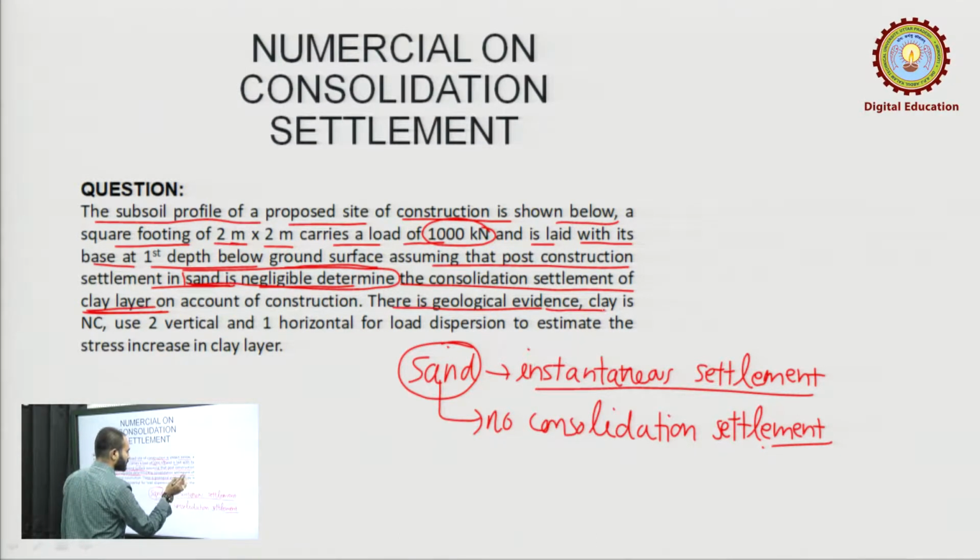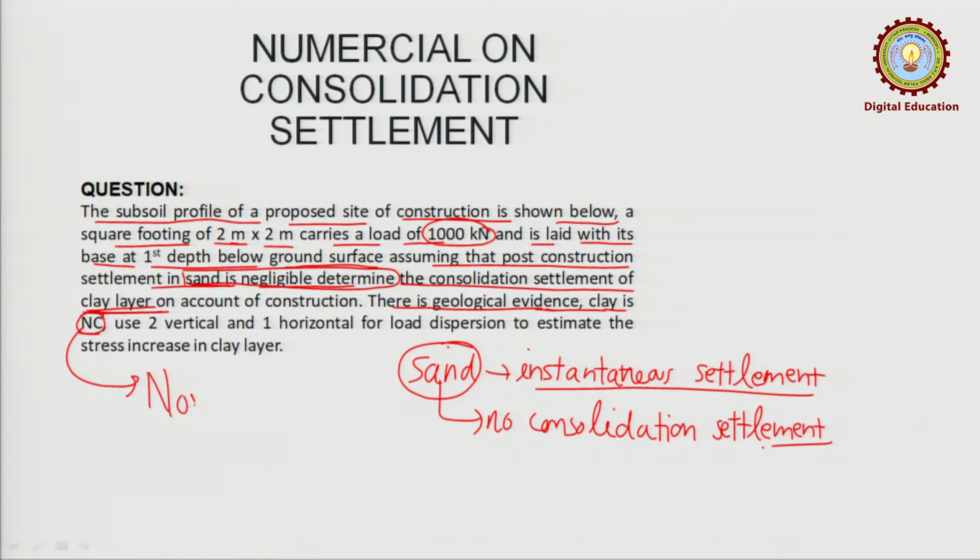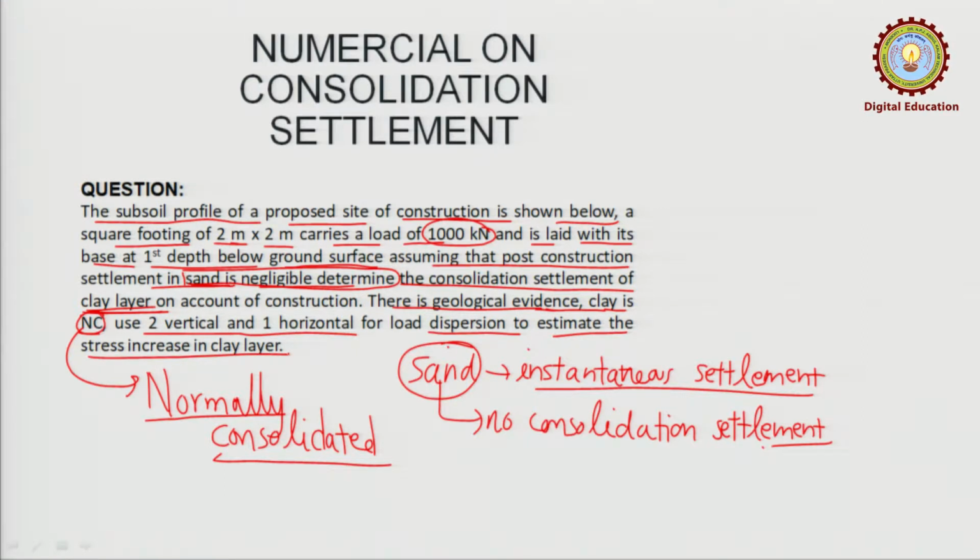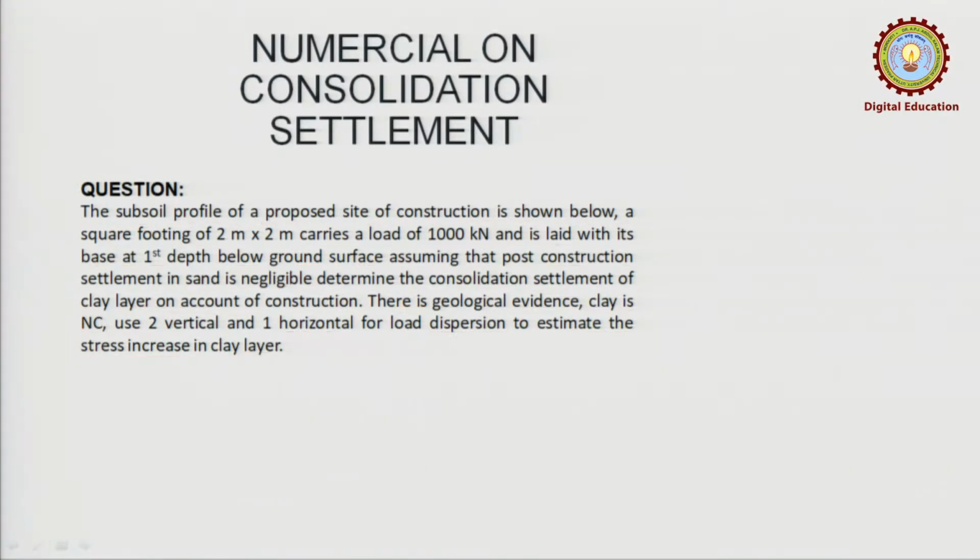There is geological evidence that the clay is NC. What is this NC? NC means normally consolidated. So, the clay is also given as normally consolidated. Use two vertical to one horizontal dispersion, okay, we will understand what this is, to estimate the stress increase in the clay layer. So, now this was the question.